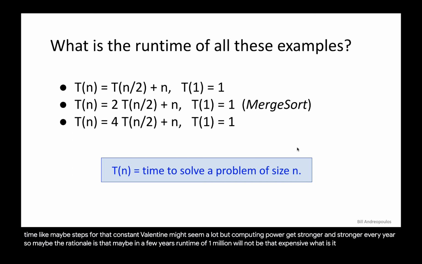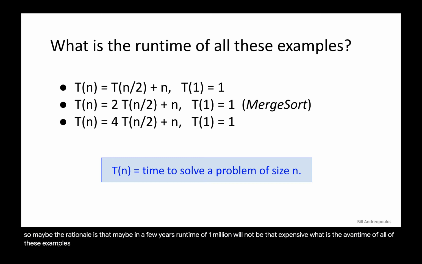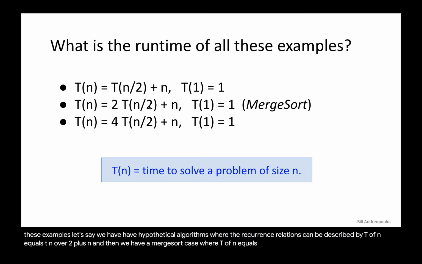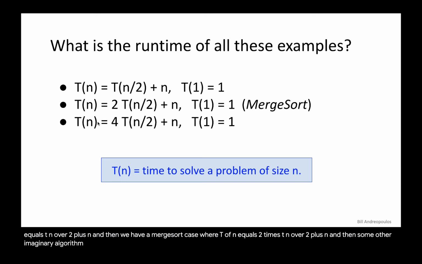So what is the runtime of all of these examples? Let's say we have hypothetical algorithms where the recurrence relations can be described by T(n) = T(n/2) + n. And then we have a merge sort case where T(n) = 2T(n/2) + n. And then some other imaginary algorithm where the runtime is 4T(n/2) + n. So what the last case would mean is that at each of the recursive levels, you are making 4 recursive function calls on an input size which is split in half.